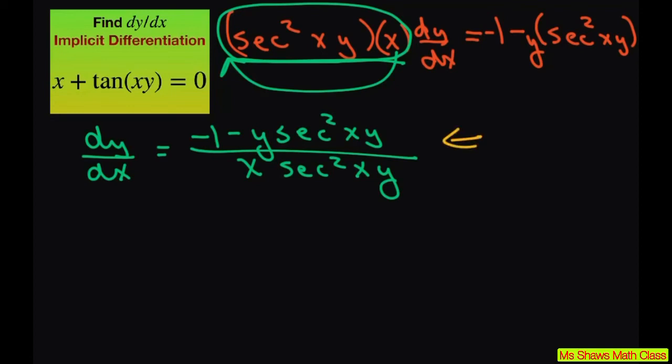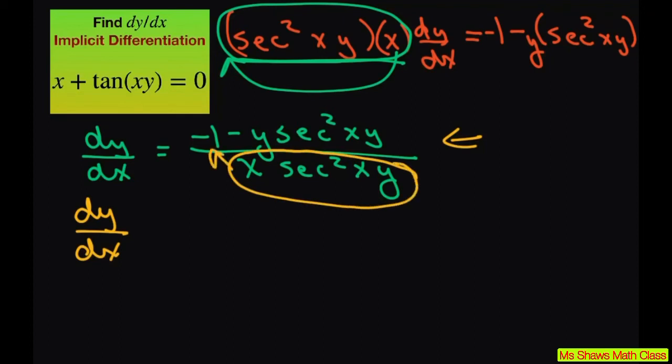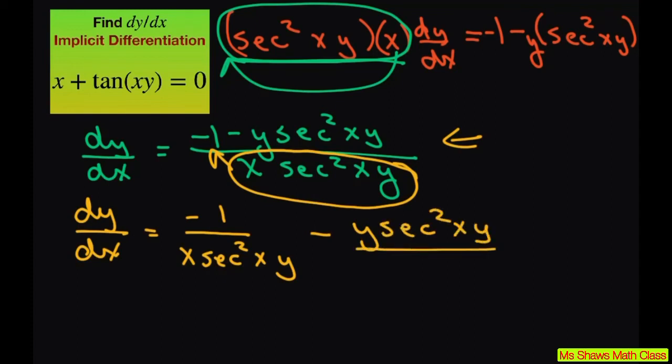However, you can rewrite this to make it look a little better. We can write this as, move this denominator under each piece. So this would equal negative 1 divided by x secant squared xy, minus y secant squared xy divided by x secant squared xy. When you notice something like this, it makes it better if you separate it out, because look what happens here. This just cancels.